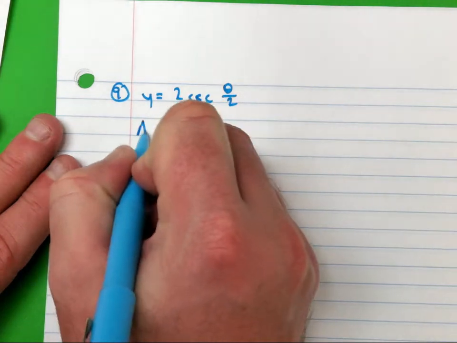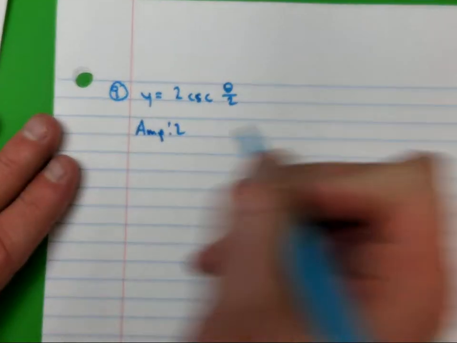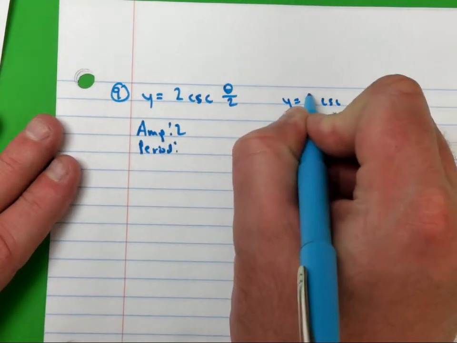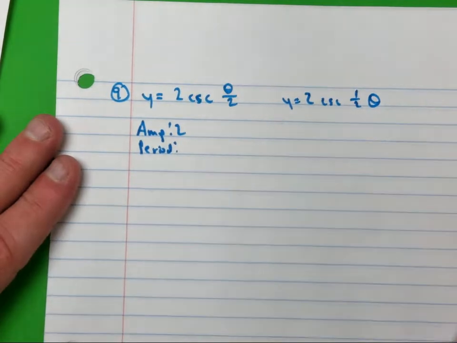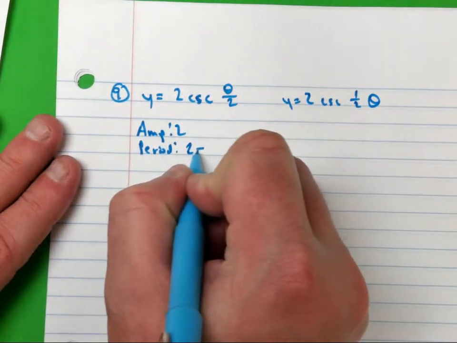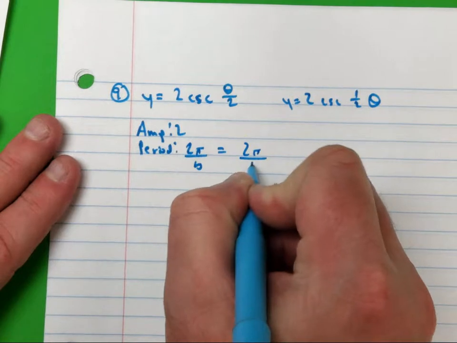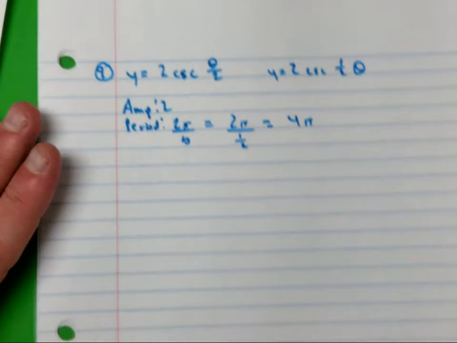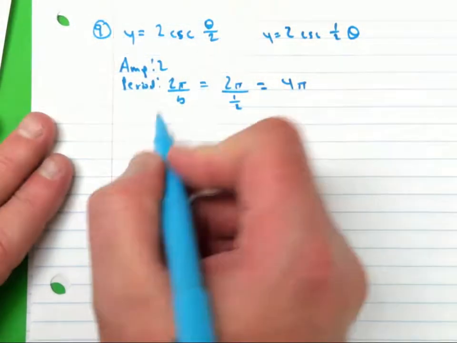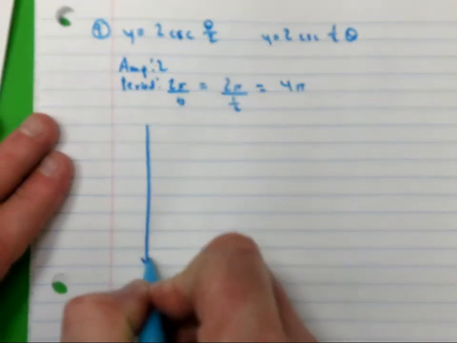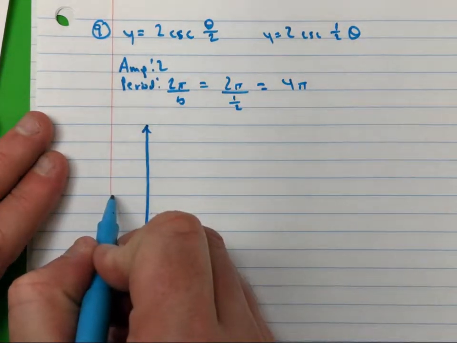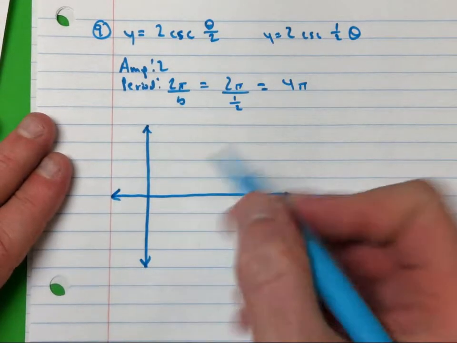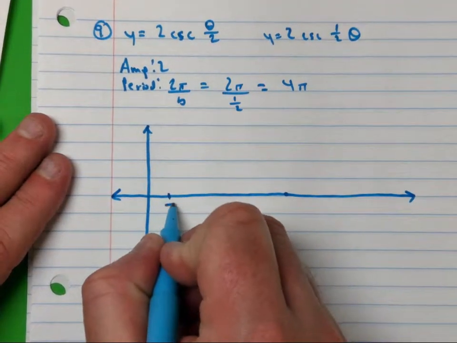My amp is 2. My period, I can rewrite this as y equals 2 cosecant 1/2 theta. So my period formula is 2 pi over b, which in this case would be 2 pi over 1/2, which is equal to 4 pi. Alright, I'm going to graph this. I'm going to take this, divide by 4. It means I'm going up by intervals of pi.